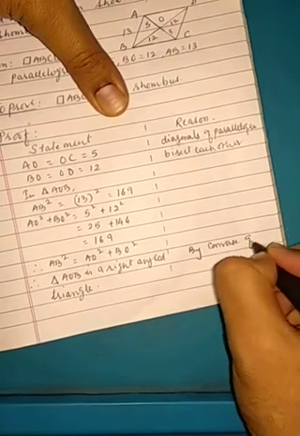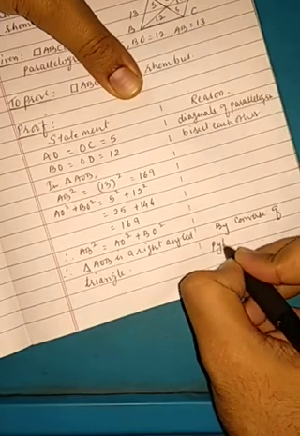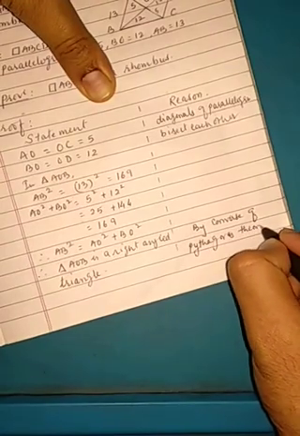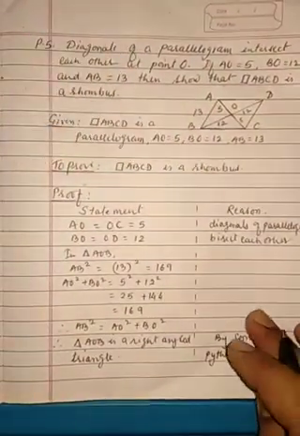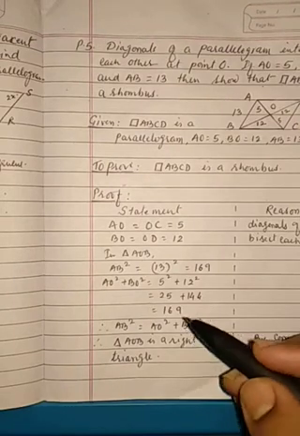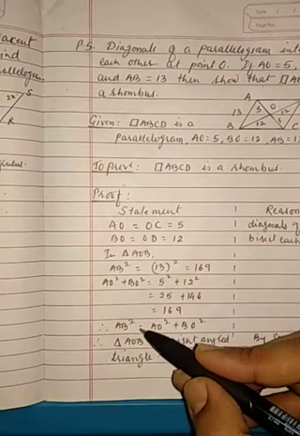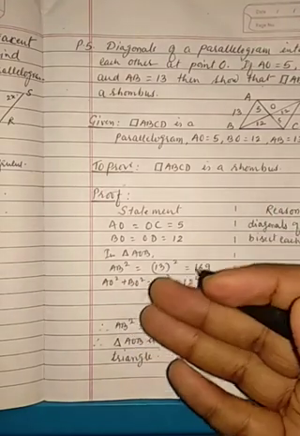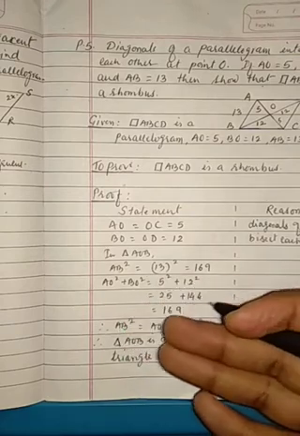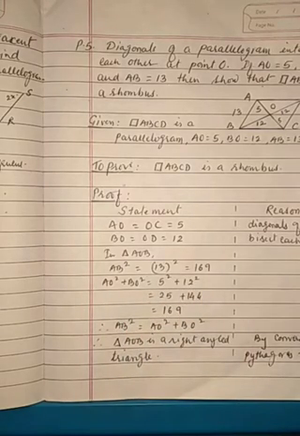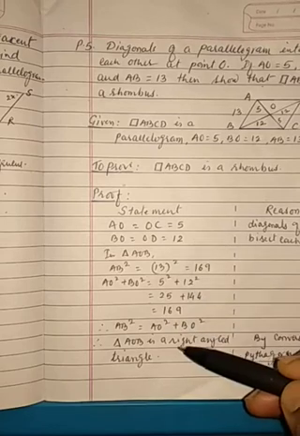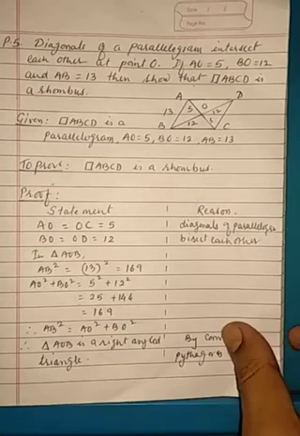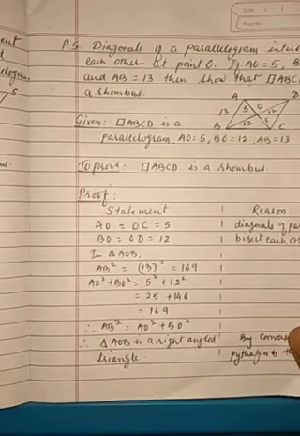By converse of Pythagoras theorem. What is Pythagoras theorem? Pythagoras theorem says that in a right angle triangle, sum of square of the perpendicular sides is equal to square of hypotenuse. So if I am getting this statement, that is square of the biggest side is equal to sum of square of remaining two sides, so obviously the triangle is going to be right angle triangle by converse of Pythagoras theorem. Okay, so now what is meaning of this?